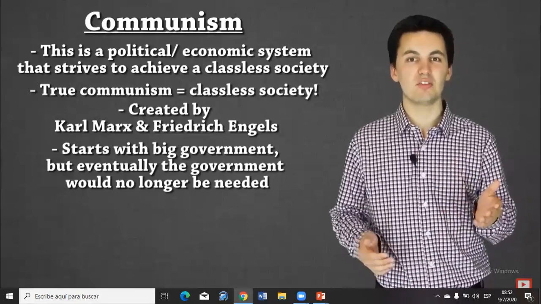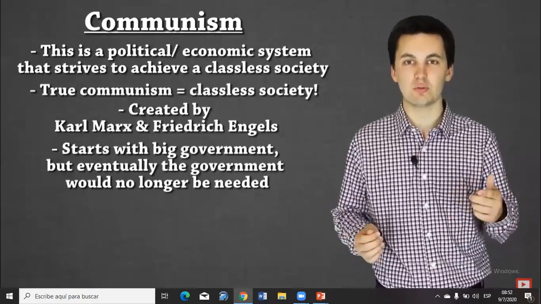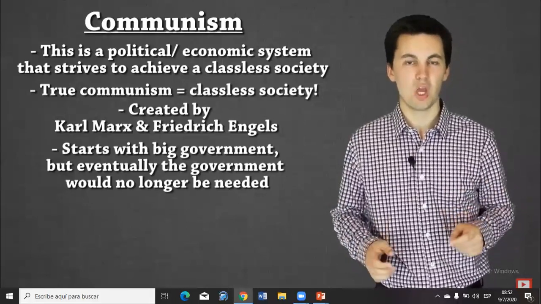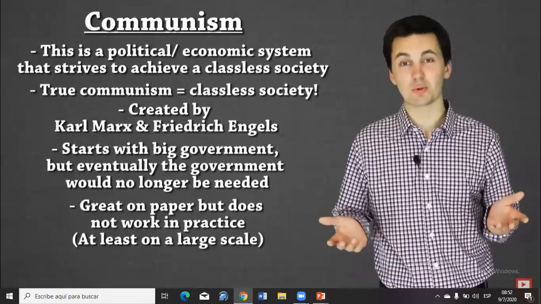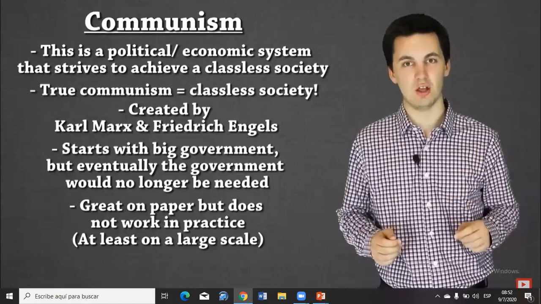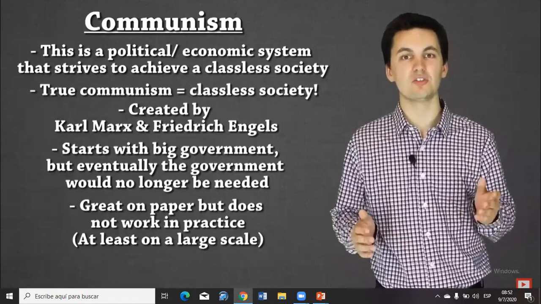Because if the government stays, that is a class in its own, and then people in the government would be above others, and that would defeat the purpose of a classless society. Communism's great on paper. It sounds really good. Unfortunately, we haven't seen a lot of examples, at least on the large scale, throughout history of communism working.